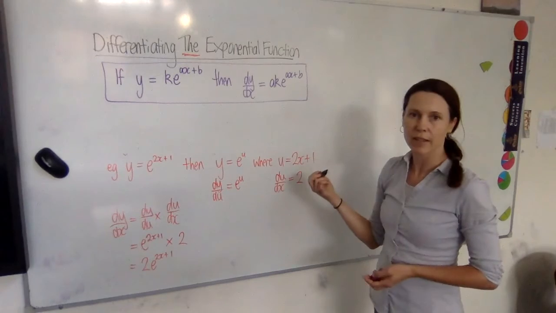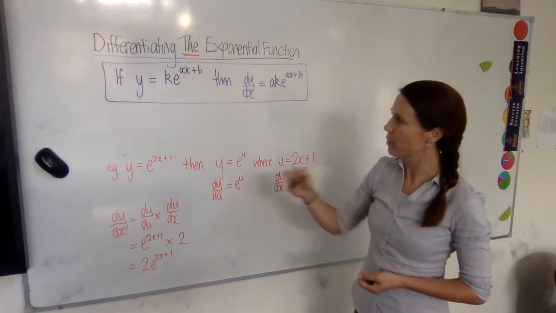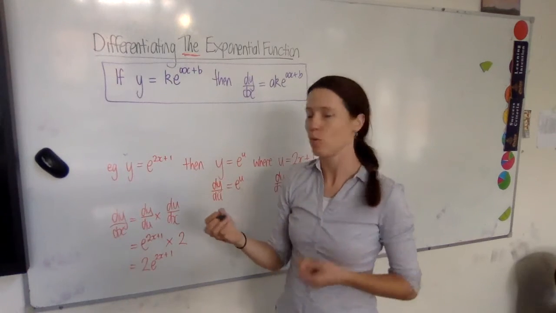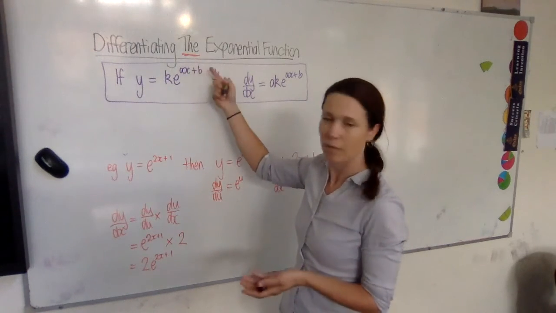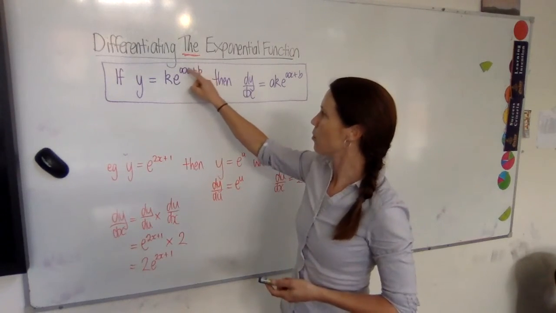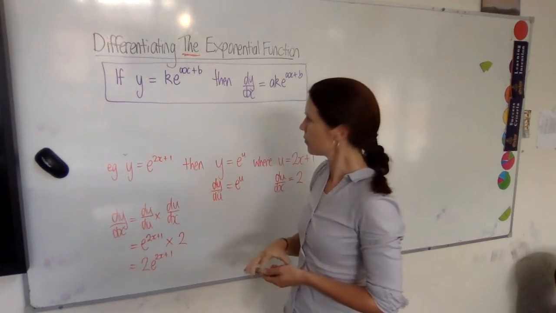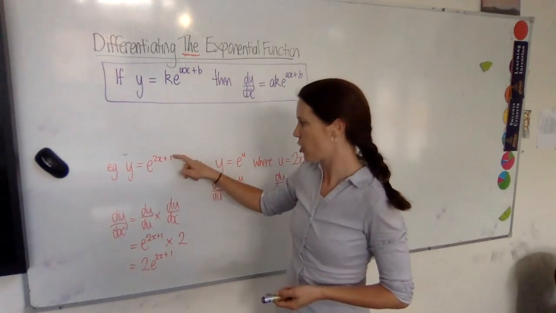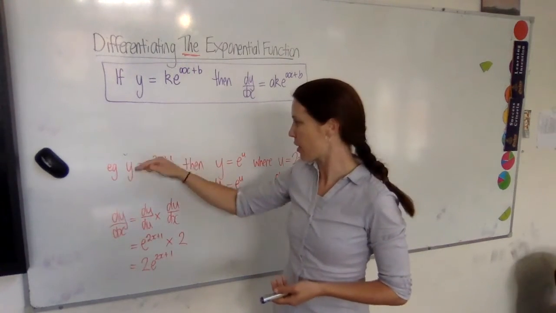Now, this rule has a limitation. I'm not sure if you've spotted it, but it only works when the function of x up here is a very simple one. It's some x's plus or minus a constant. It wouldn't work if we had a much more complicated function up there. But what we've seen here with this basic pattern is we basically need to just differentiate what's in the power and bring it down the front.